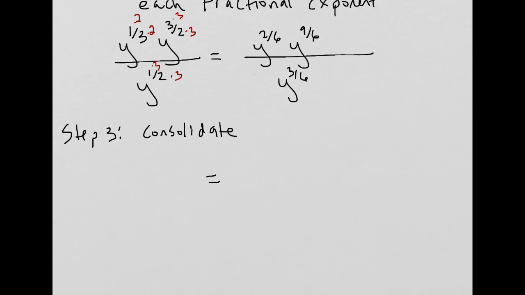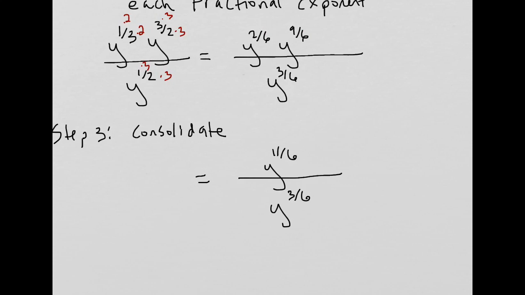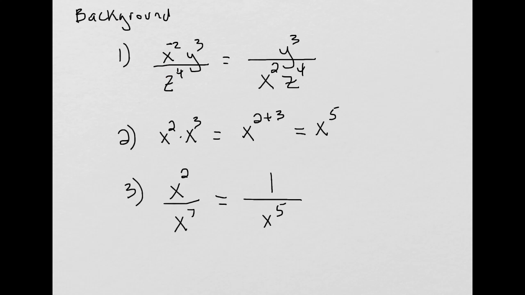So if I consolidate on top and add my exponents together, I've got 2 over 6 and 9 over 6. If I add those together, I'll get y to the 11 over 6. On the bottom, I'm going to keep that as just y to the 3 over 6. Okay, and now I'm going to use that last piece of background information that we saw, which was when I'm dividing like bases, remember I subtract my exponents.